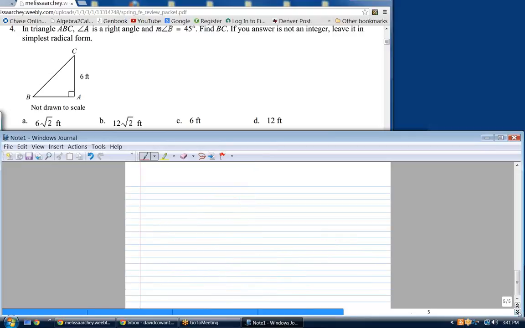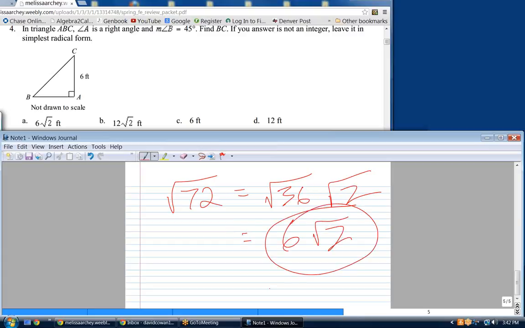So now let's look at reducing the square root of 72. We have to find factors of 72, hopefully one of them being a perfect square. Well, 36 is a factor of 72, and it's also a perfect square. So that's one of our factors. The other factor is 2. You with me? Yeah. Square root of 36 is 6. So there's our answer.